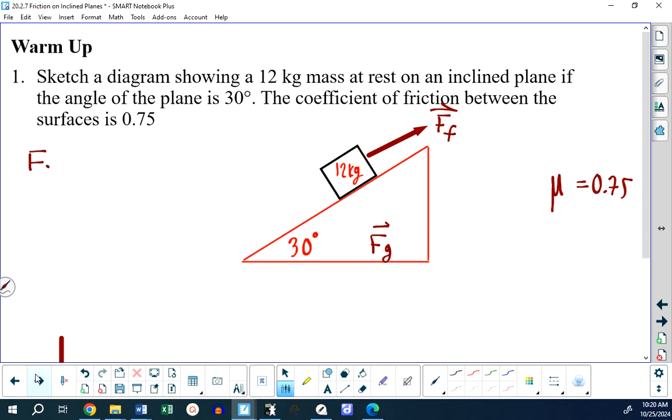Let's go Fg parallel equals the force of gravity, which is mg times sine of 30 degrees. That's what I just taught you. The parallel component is the one that uses sine. So take a minute and calculate what that force is. Very close to 60. 58.86. I'm going to call it 59. This example is a learning example, okay? 59 newtons.